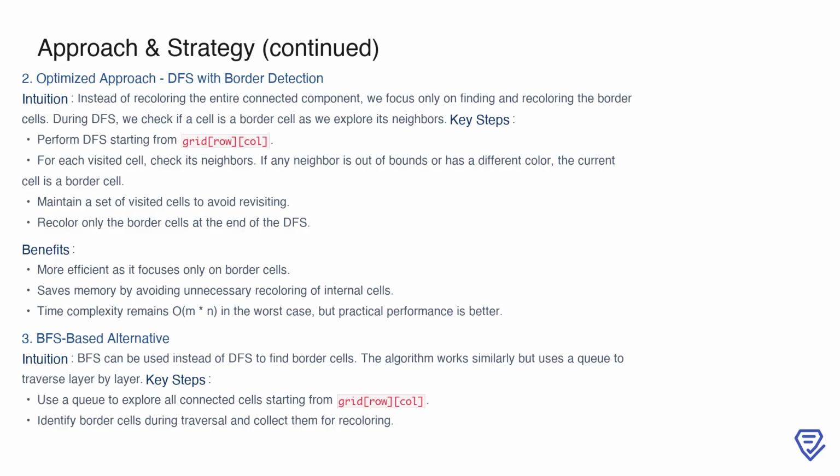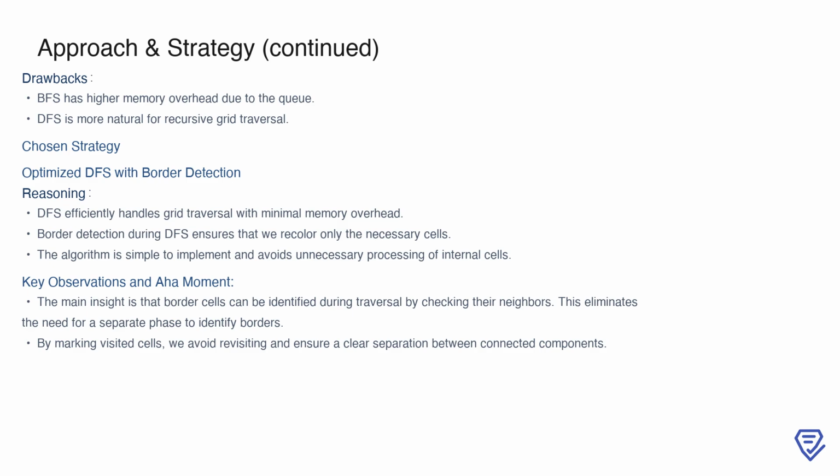This approach is more efficient because it avoids unnecessary work on internal cells and has a lower memory footprint compared to brute force. Additionally, we could use a breadth-first search, or BFS, as an alternative to DFS. With BFS, we explore connected cells layer by layer using a queue, but the process for identifying and recoloring border cells remains similar. While BFS is a valid alternative, it comes with some trade-offs. Specifically, BFS typically has higher memory overhead because it relies on a queue to manage the traversal. On the other hand, DFS is more natural for recursive grid traversal and is generally preferred for its simplicity in this context. With that in mind, the chosen strategy for this problem is the optimized DFS approach with border detection.